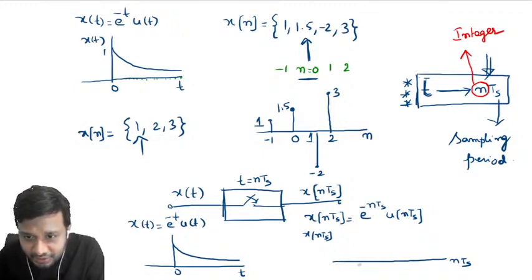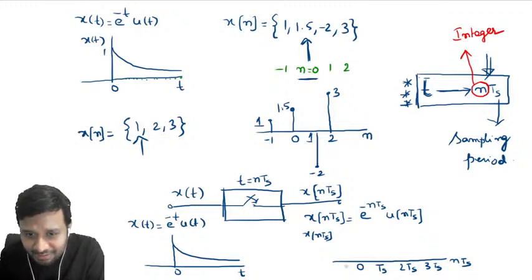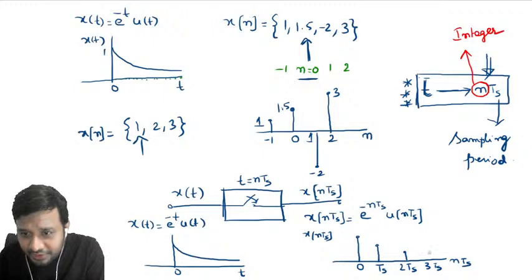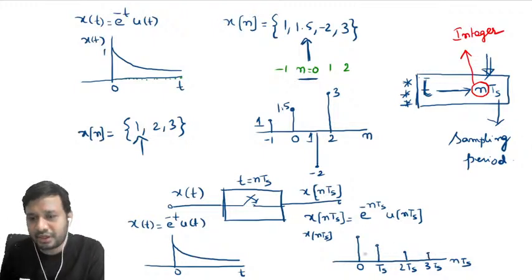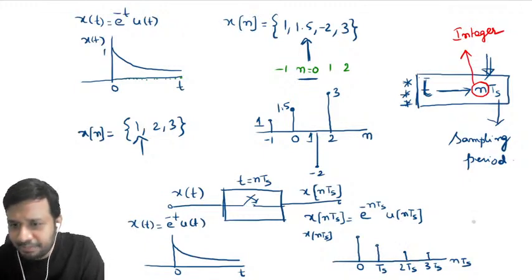So first substitute n equal to 0, then 1, 2, 3. If you collect the sample at 0, I get one sample, then at Ts, at 2Ts, at 3Ts. I am not going to take all the information, but only the information from certain samples.